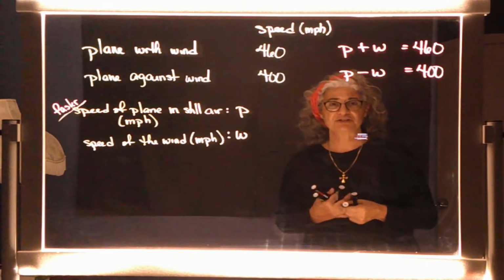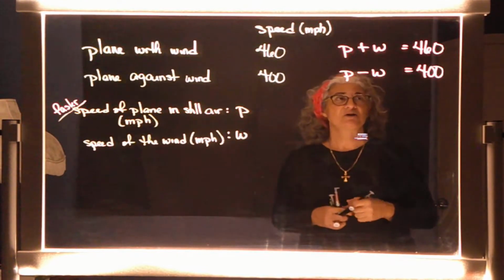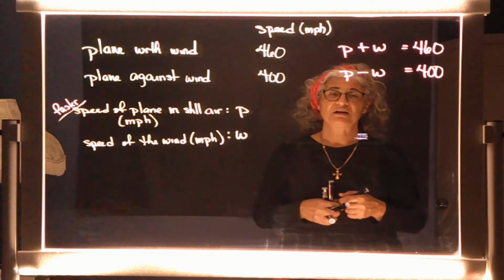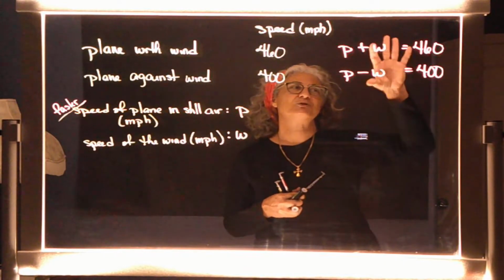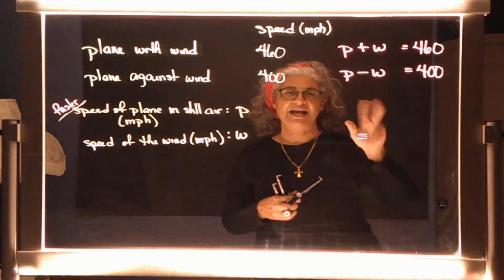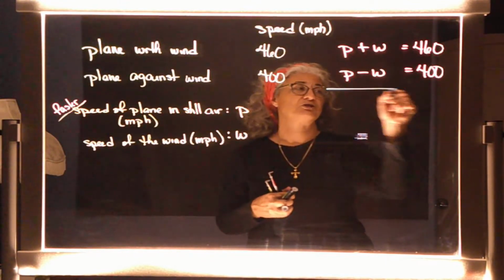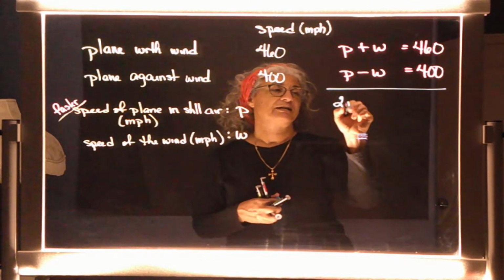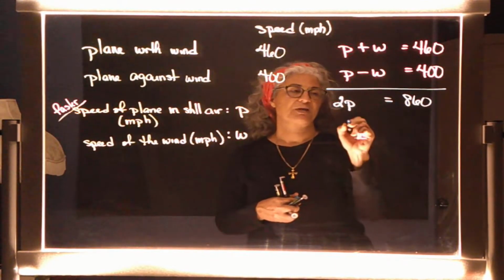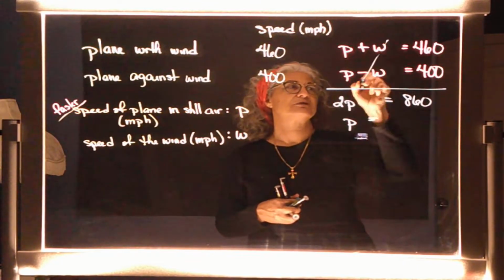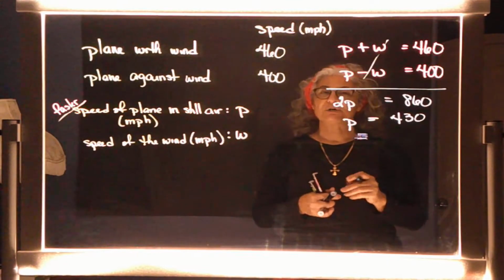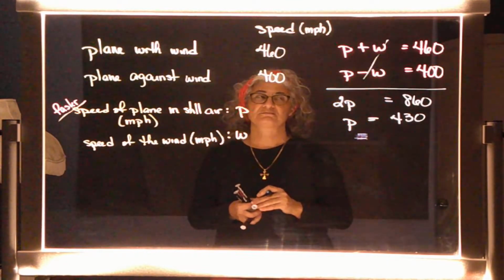Well, there are my two equations because I had two unknowns. Which method is this best for? Yeah, I could solve by substitution, but I'm going to use elimination because I'm noticing the W's have the same number in front and they're opposite signs. So I'm just going to use elimination. And I'll get 2p equals 860, and when I divide by 2, because those guys dropped, I get 430 for P. Does that make sense?